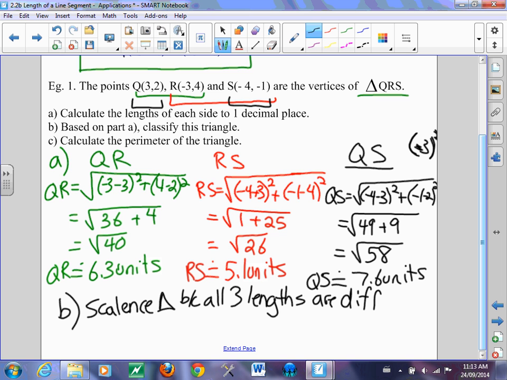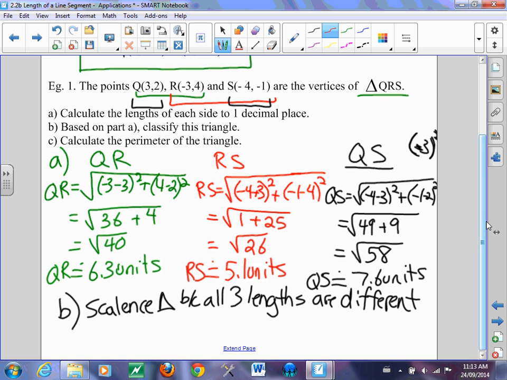I could also ask you to further classify this, ladies and gentlemen. I didn't in this example, but I could say, is this a right triangle? And you'd be able to calculate the slopes and see if you've got 2 that are negative reciprocals. Just a side note to remember. Part C says to calculate the perimeter of the triangle.